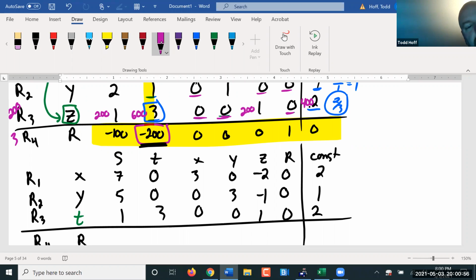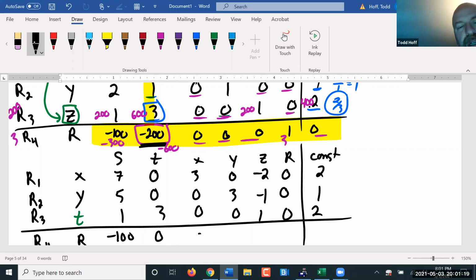Row 4 times 3. 3 times -100 is -300. 3 times -200 is -600. The zeros stay. 1 times 3 is 3, and the 0 stays. So we combine those rows. 200 plus -300 is -100. 600 plus negative 600 is 0. Again, we needed to zero out that cell.